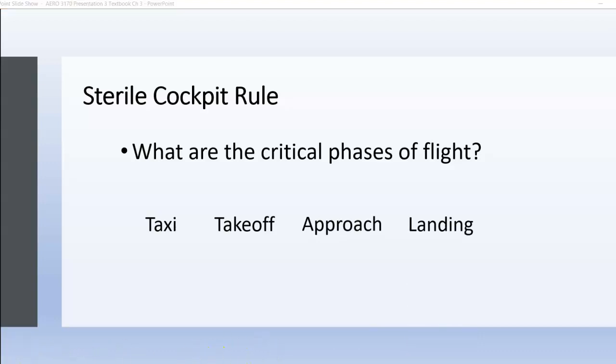Now, the reason that these are considered critical phases of flight is because the workload is quite high during these phases. Before takeoff, during taxi, during takeoff, and then during approach and landing, the work that pilots need to perform during those phases of flight is quite high. The cruise phase of flight is not considered a critical phase of flight. Workload is relatively low compared to the other phases.